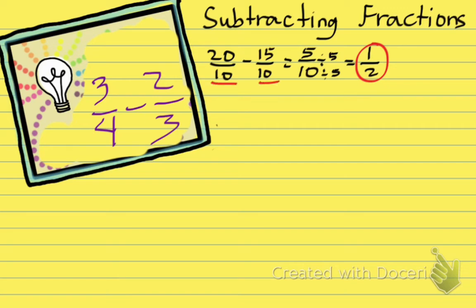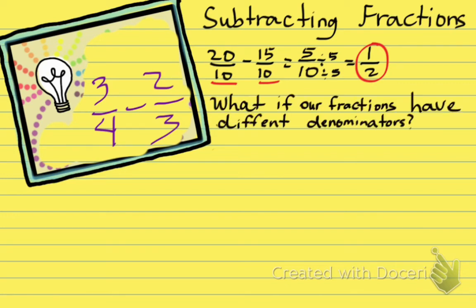All right, what if our fractions have different denominators like this one? So we have our fraction 3/4 take away 2/3. So 3/4 minus 2/3. First, what we will do, we will find the lowest common multiple of the two denominators. So we will find the common multiple of 4 and 3.